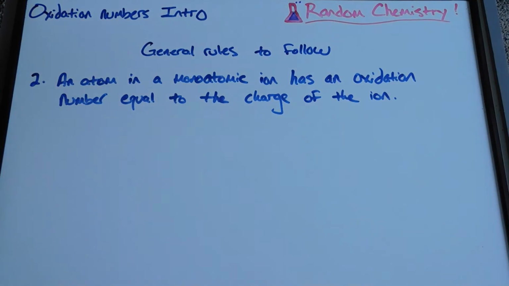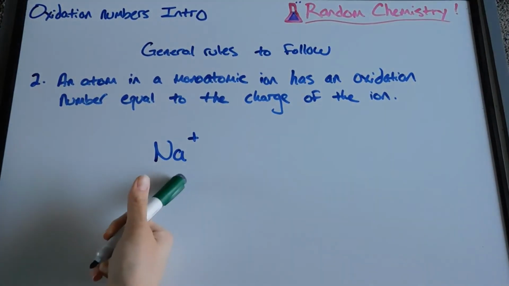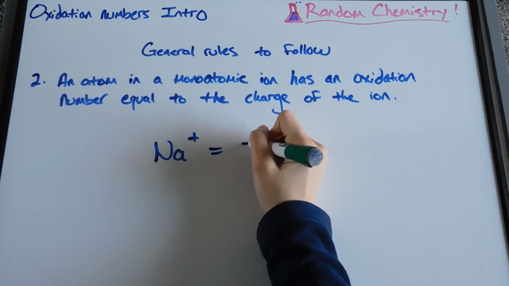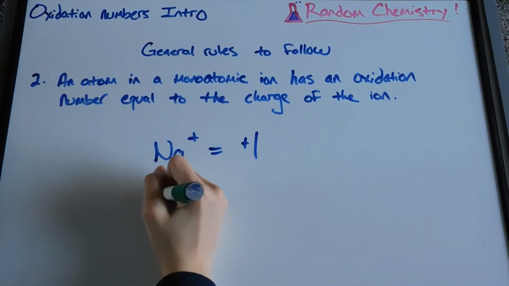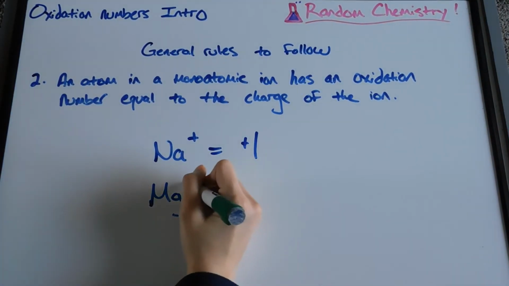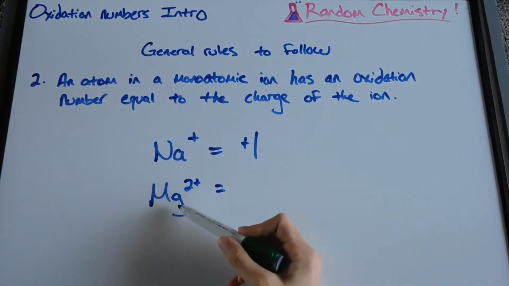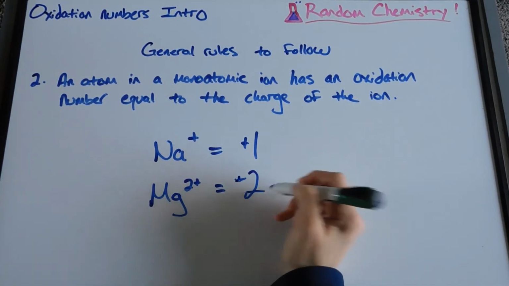Rule number 2. An atom in a monoatomic ion has an oxidation number equal to the charge of the ion. So for example, if we had a sodium ion, it's only got 1 plus, so its oxidation number would be plus 1. And if we had magnesium with a charge of plus 2, then its oxidation number would be plus 2.